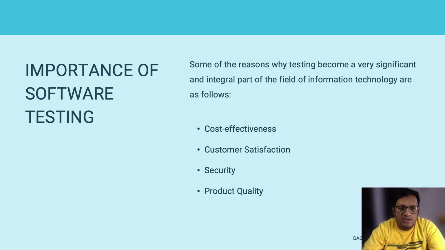The fourth point comes in as the product quality. Definitely product quality is what we all intend for as a user, and that is what, as a software tester, we make sure that the quality of the product that we are launching into the market is of utmost quality. And the product quality is measured in a number of ways, like the number of defects that we have is either zero or anywhere near zero.